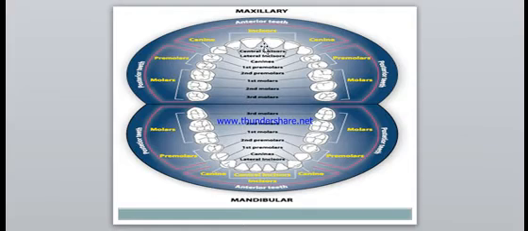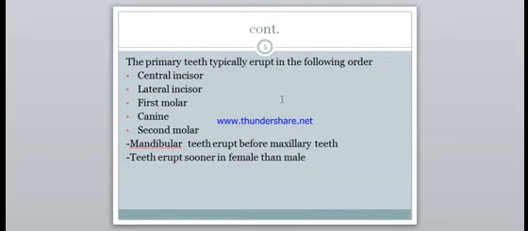These are incisors, central and lateral incisors, canine, premolars, and 3 sets of molars. This is the order of eruption of primary teeth. Mandibular teeth erupt before maxillary teeth. As you know, the lower group of teeth erupts first before the upper arch teeth.